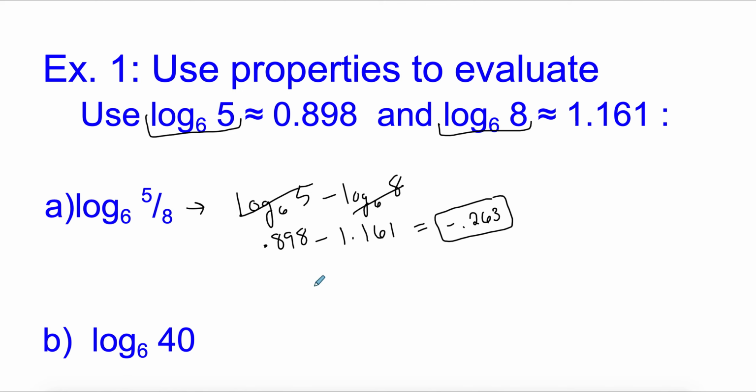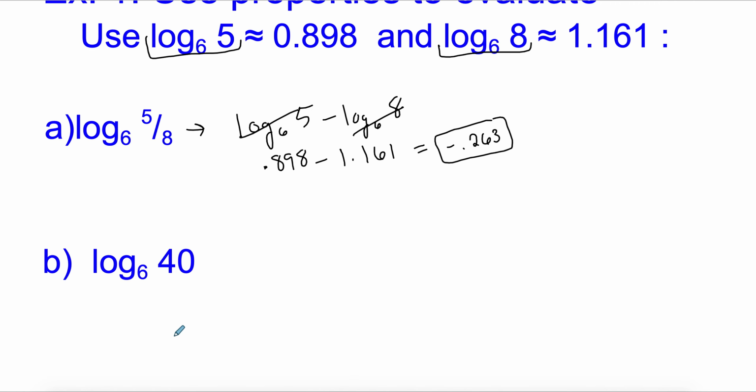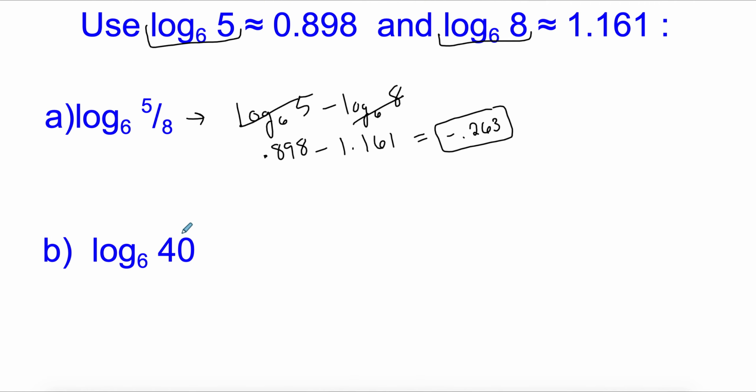Okay, so let's try the next one here. So this one might not seem as obvious. When you're working with these, you've got to think of ways that you can break up 40 using a 5 and an 8. Well, 40, if I just think of factor trees, is a 5 times an 8. 40 is 5 times 8.